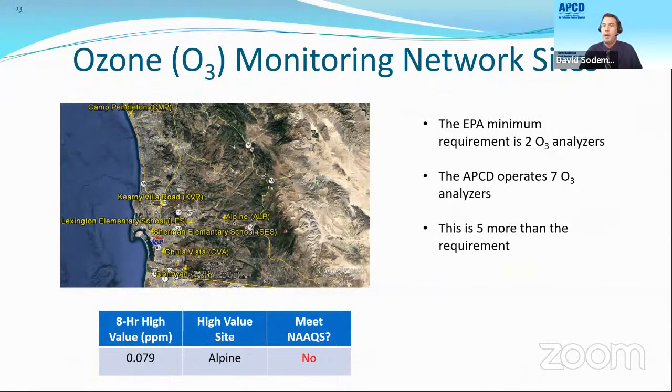This is a map of our ozone network. We are required to have 2 ozone monitors in the region. We operate 7. The district is required to determine at which sampling location in the air basin has the maximum concentration. Our monitor in Alpine is the station that typically measures the highest ozone concentration. The high value is determined for this site and then compared to the federal standard to determine attainment, non-attainment status. The ozone standard is 0.070 parts per million, and our most recent high value is 0.079 parts per million. We are currently not in attainment with this standard.